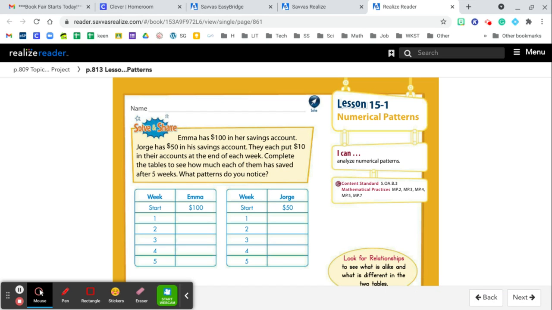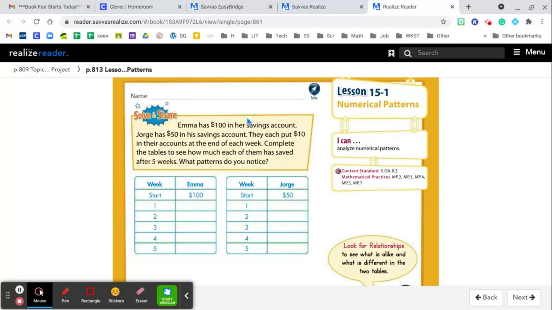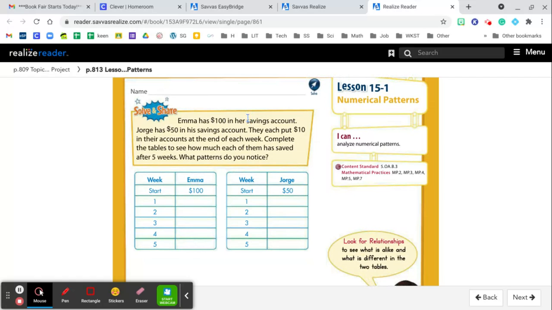All right, we're doing lesson 15-1 numerical patterns. Emma has $100 in her savings account. Jorge has $50 in his savings account. They each put $10 in their accounts at the end of each week. Complete the tables to see how much each of them has saved after 5 weeks. What patterns do you notice?